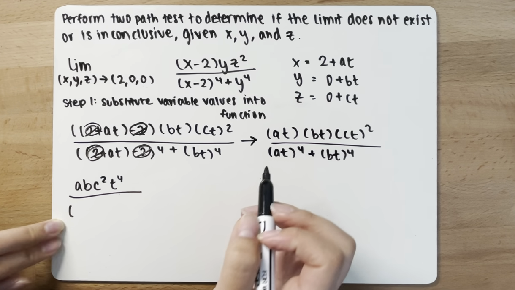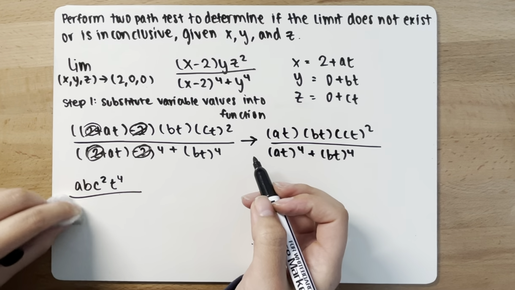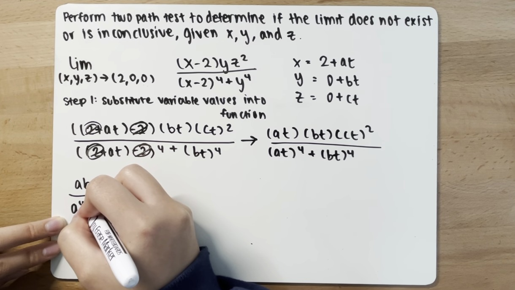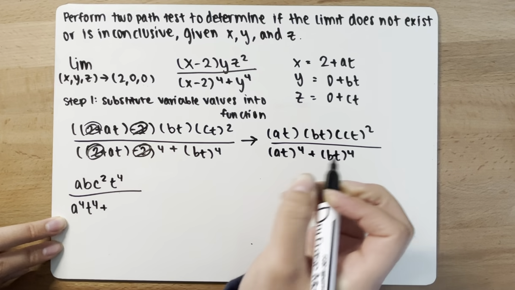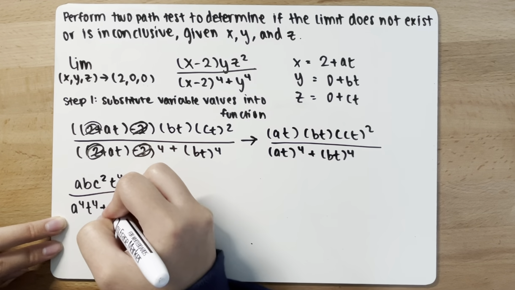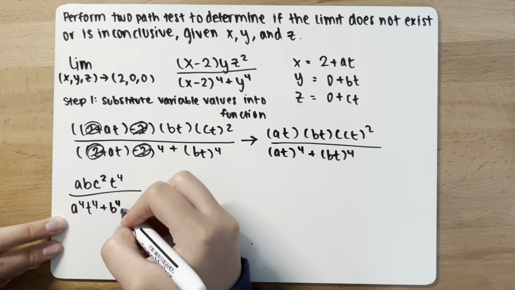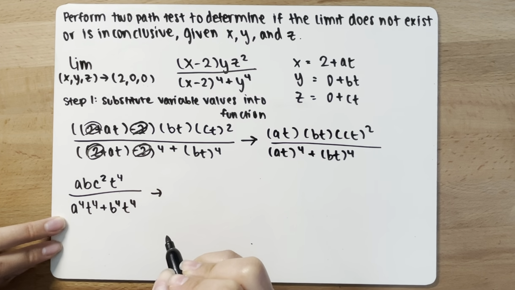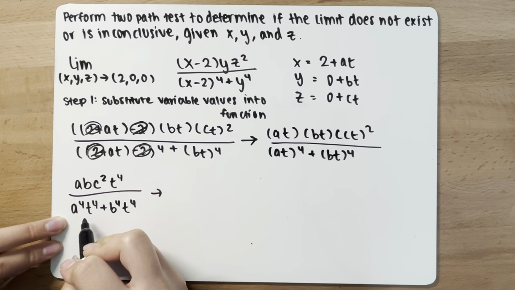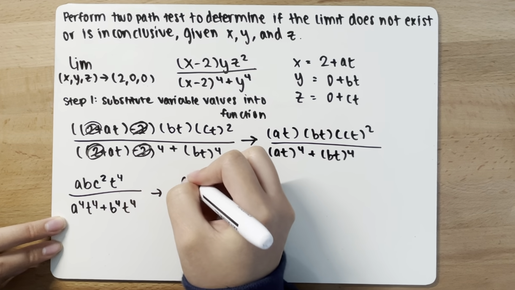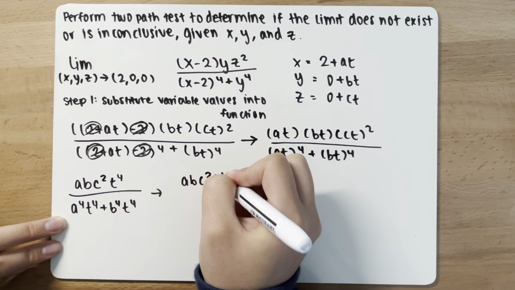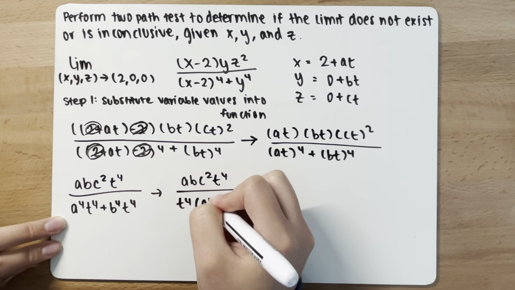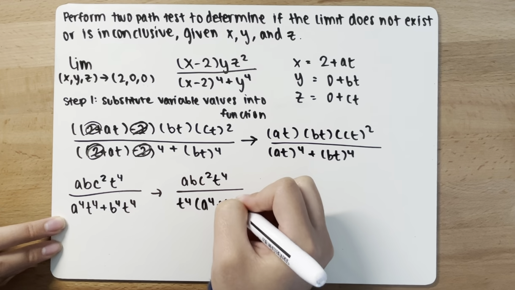You can distribute the 4th power, so you are going to have a to the 4th power, t to the 4th power, plus distribute the 4th power here as well, b to the 4th power, and t to the 4th power. Okay, so now you could factor out t. You have a, b, c squared, t to the 4th. Factor out t. Inside you have a to the 4th power plus b to the 4th power.